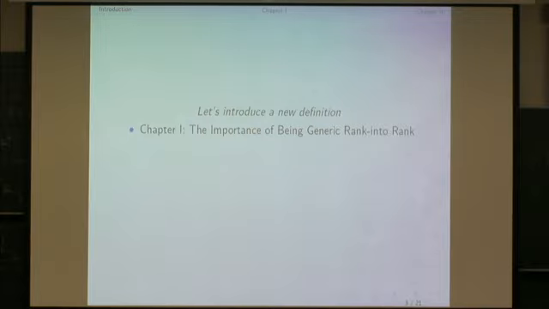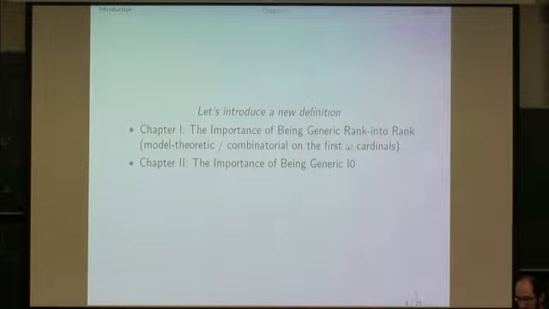The first chapter is about just talking in general about generic large cardinals, and why they can be important. And the second is more about the combinatorics of the first omega cardinals. In the second chapter, I will be more specific about generic I0. And this is about choiceless combinatorics around Aleph omega.